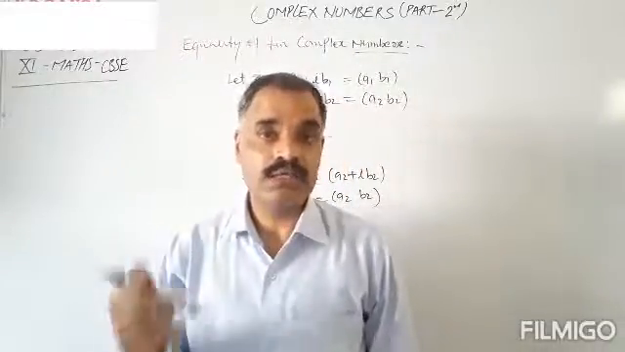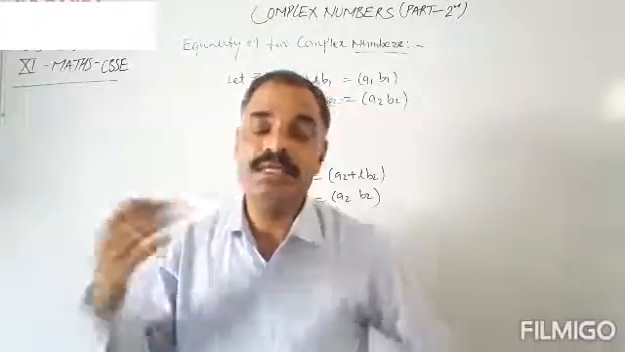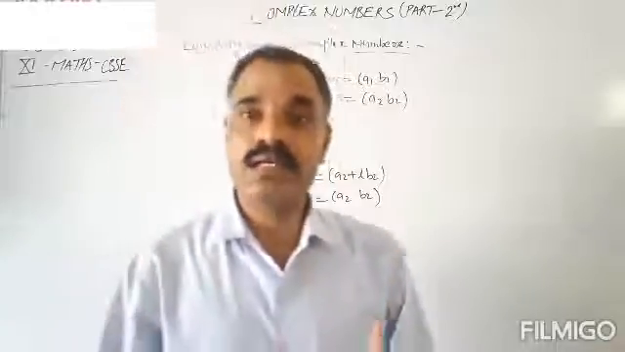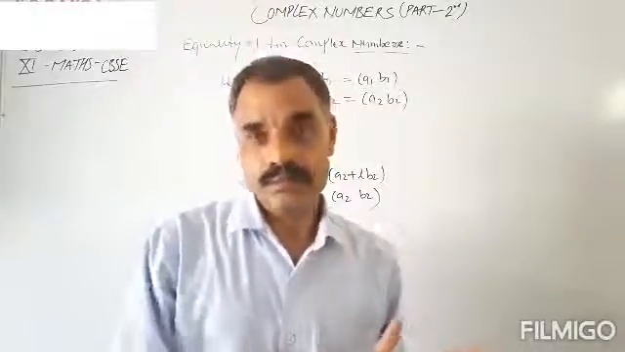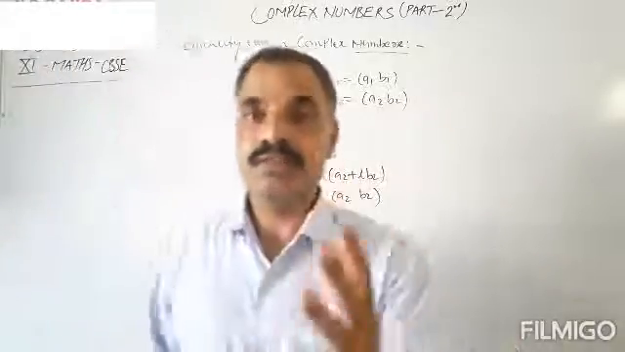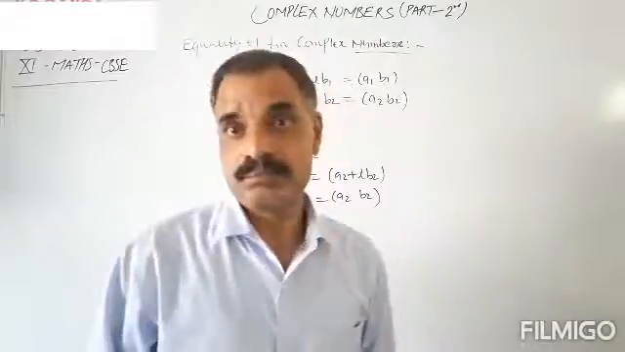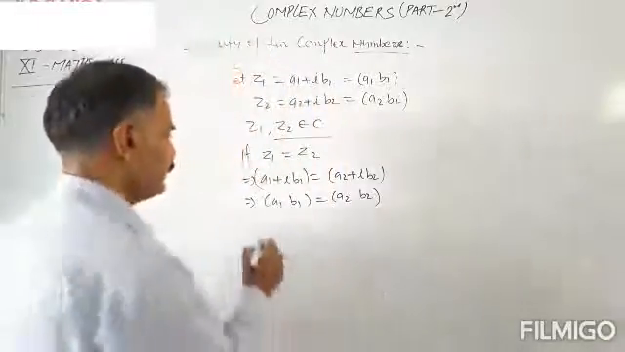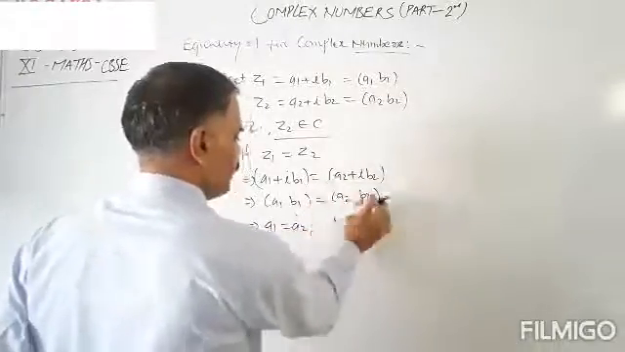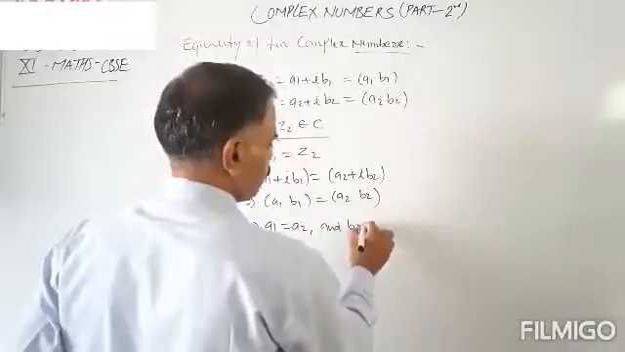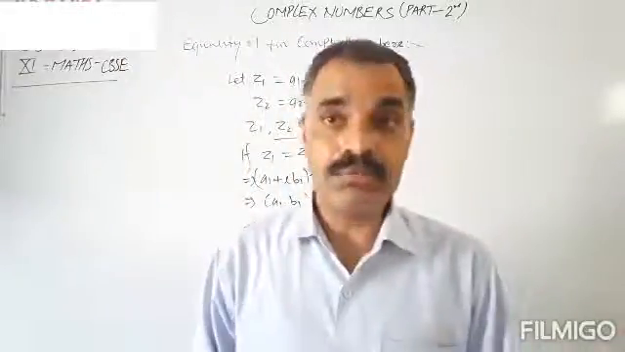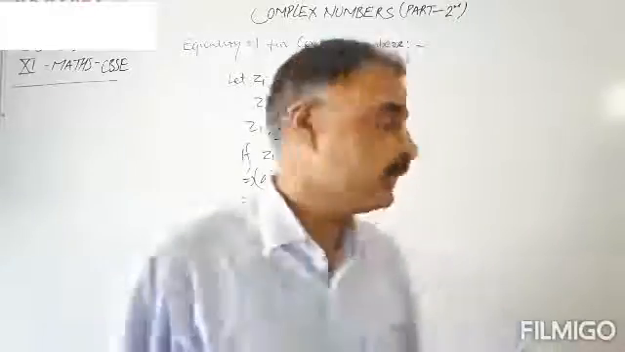If we are equating two complex numbers, it means we are equating the two ordered pairs, and two ordered pairs are equal if their first components are equal and second components are equal, meaning corresponding components are the same. It means a1 equals a2 and b1 equals b2.